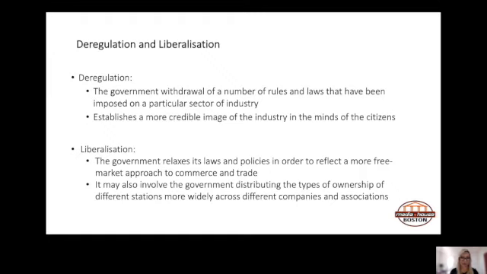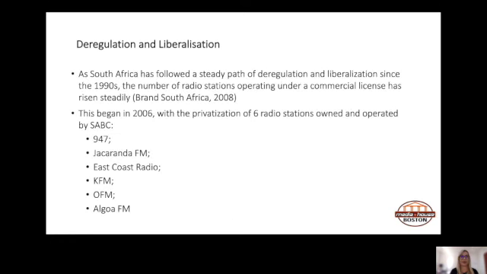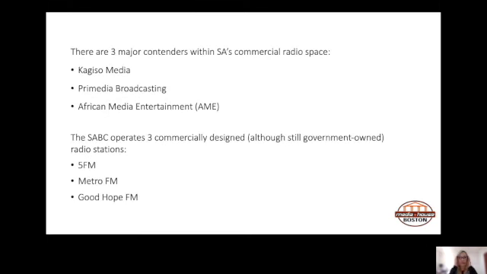So in South Africa, we went through both deregulation and liberalization. Okay, and we've been doing this since the 1990s. And since then, the number of radio stations operating under a commercial license has risen steadily. So this started happening from 2006 with the privatization of 6 radio stations that were owned and operated by the SABC. And those are 947, Jacaranda, East Coast Radio, KFM, OFM, and Algoa FM.